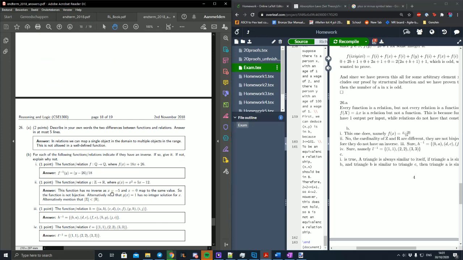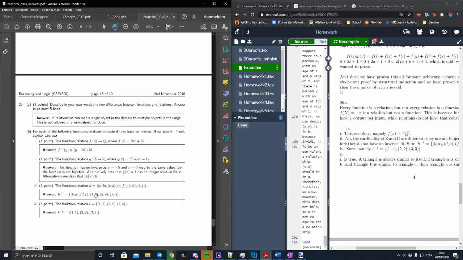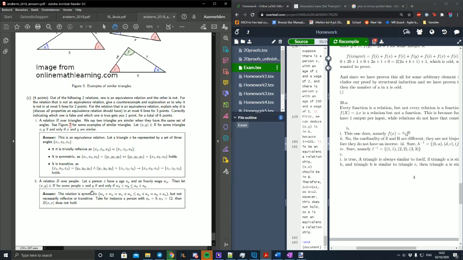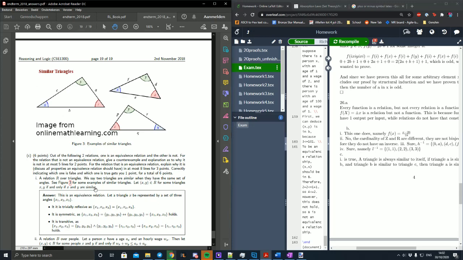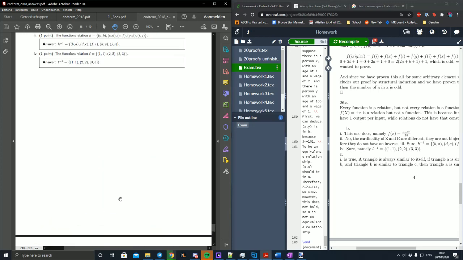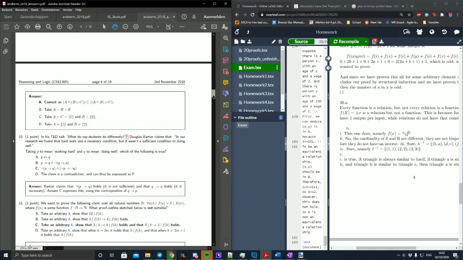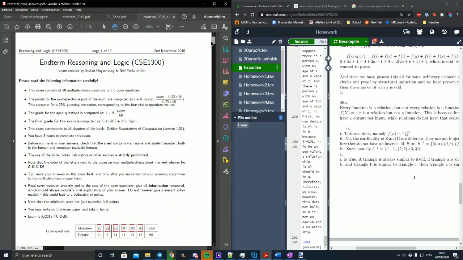Difference between functions and relations. What's the answer for it? In a relation, we can map a single object in the domain to multiple objects in the range, which is not allowed in a well-defined function. That's one. So they got it wrong themselves. Yeah, they would get 1 point. We got 2. Nice. This one is correct, this one is correct, and we had these 2 correct as well. So we had 2 mistakes, both concerning 1 point each.